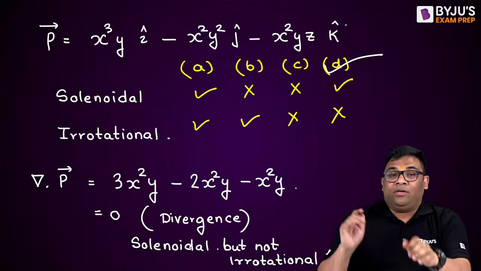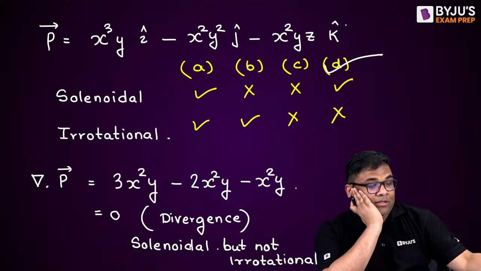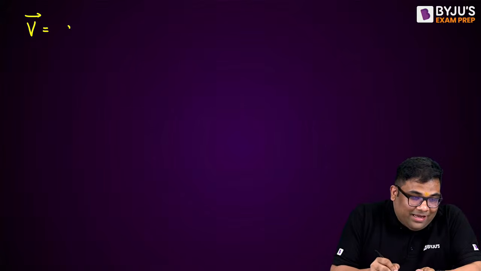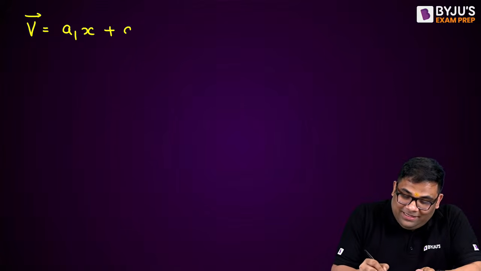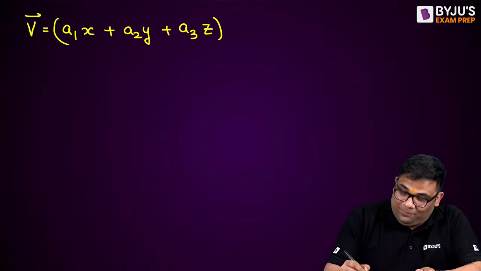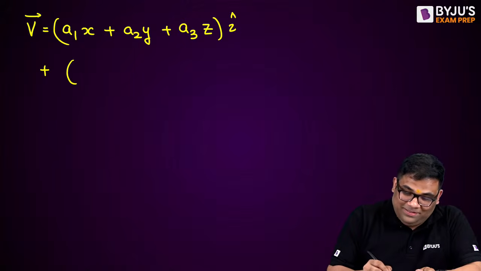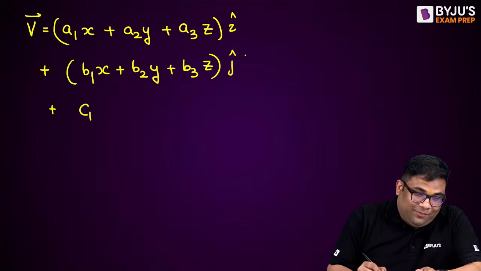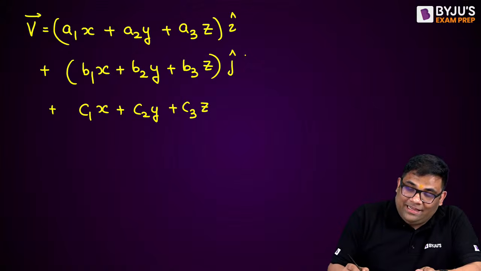Understood? You can solve this kind of question, yes or no? Now a very easy question was asked. See this. B is given as (a1x plus a2y plus a3z) i cap, plus (b1x plus b2y plus b3z) j cap, plus (c1x plus c2y plus c3z) k cap.